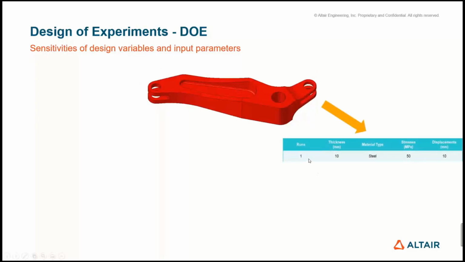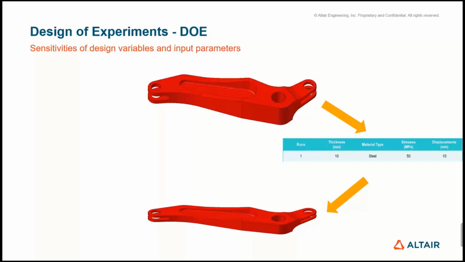So then you conduct your analysis and say, your first run, your part has a thickness of 10 mil, it's using a steel material type, and you've received stresses of 50 megapascals, and it displaces by 10 mil. In this instance, you're probably thinking, I can probably reduce the thickness because my stresses are nowhere near my yield value. So you think, okay, if I halve the thickness, following our generic F equals KU FEA equation, we might get twice the stresses because we're looking to optimize our shape. We want to reduce the weight of it.